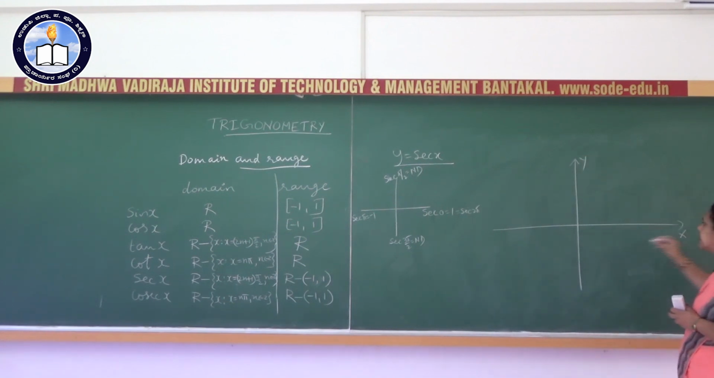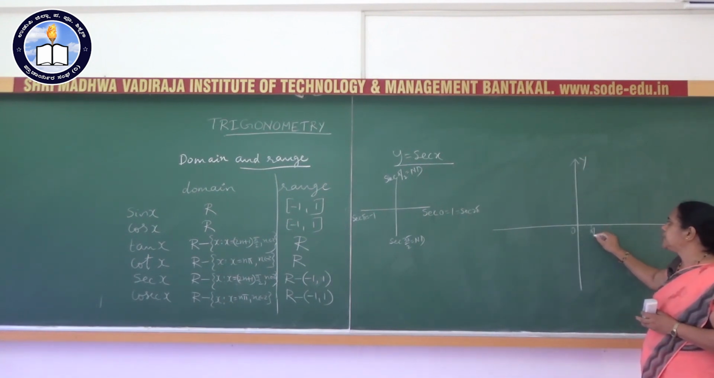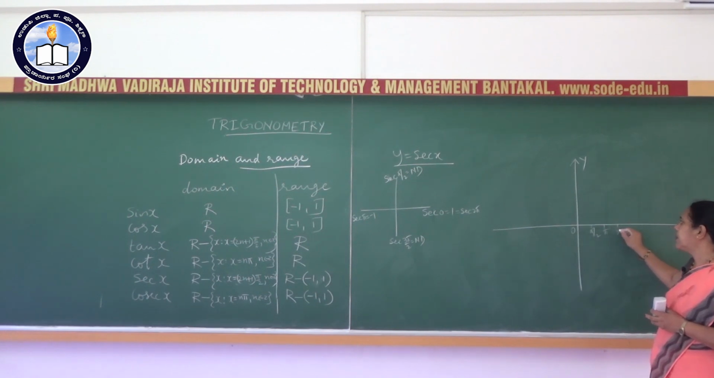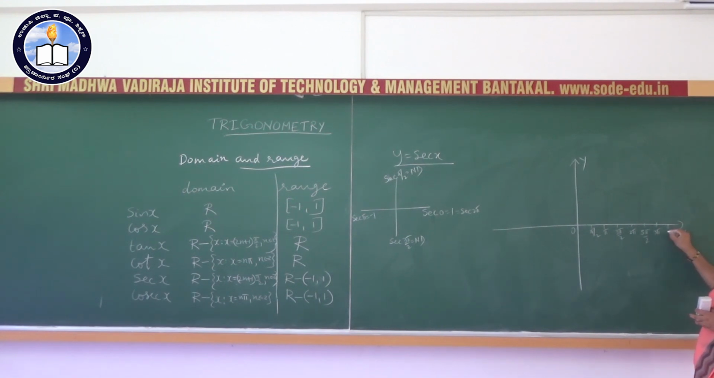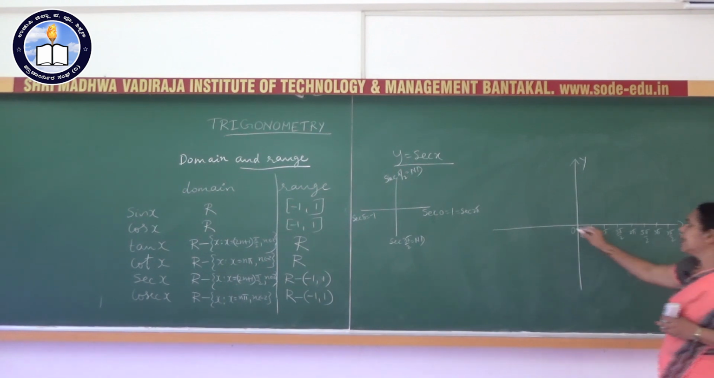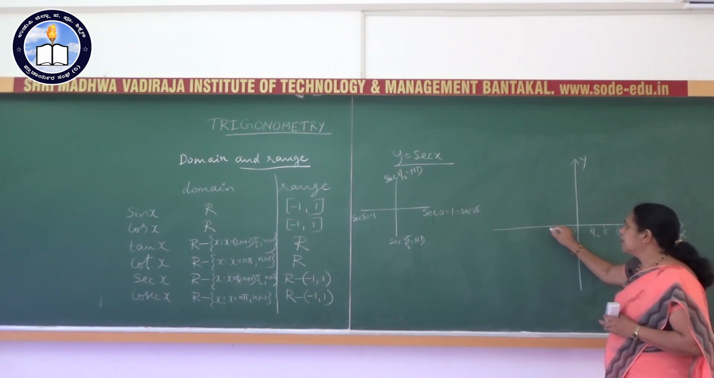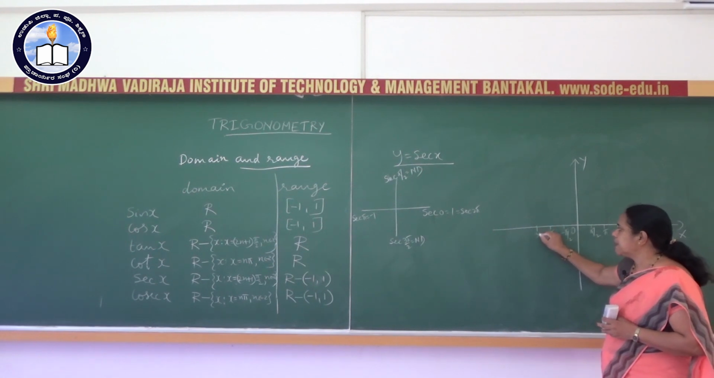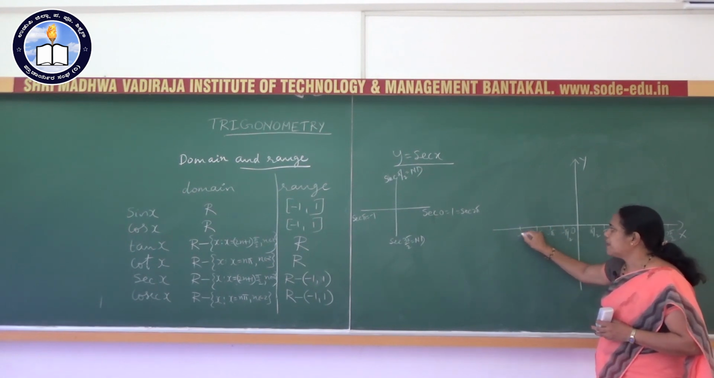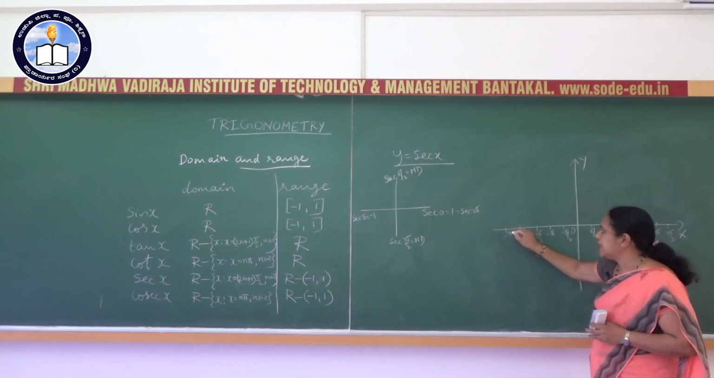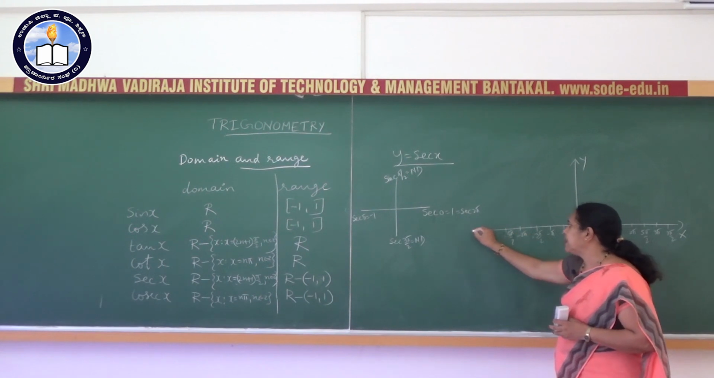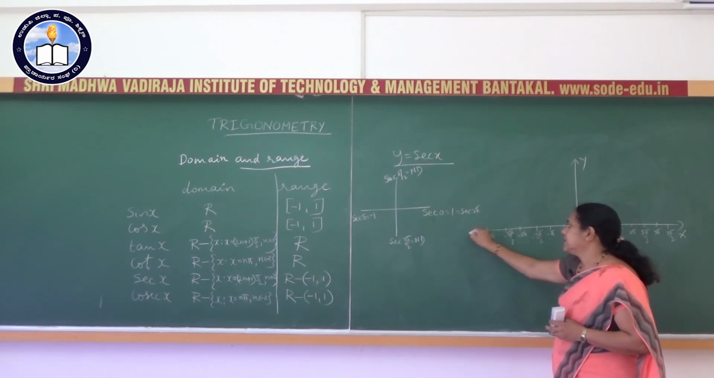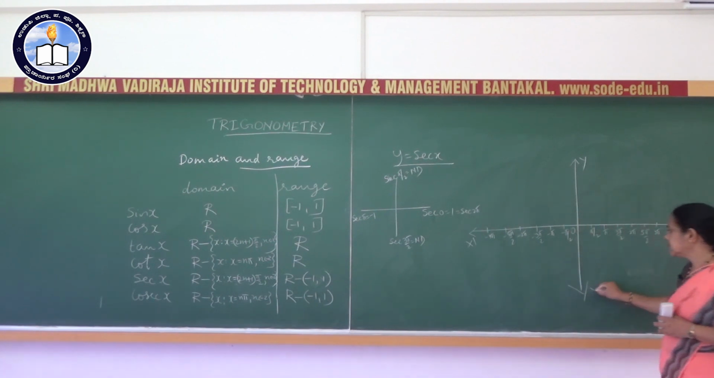Okay, so let's draw the graph of y is equal to secant x. x: 0, pi by 2, pi, 3 pi by 2, 2 pi, 5 pi by 2, 3 pi, 7 pi by 2, and minus pi by 2, minus pi, minus 3 pi by 2, minus 2 pi, minus 5 pi by 2, minus 3 pi. x dash, y dash.